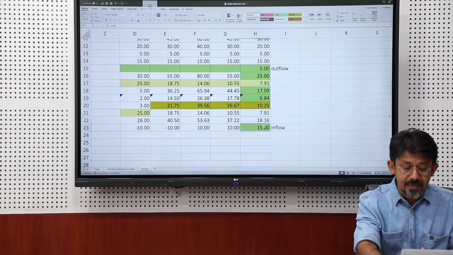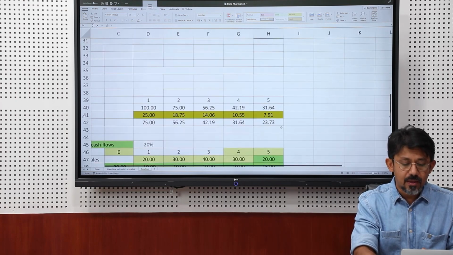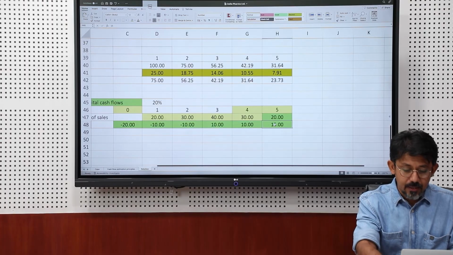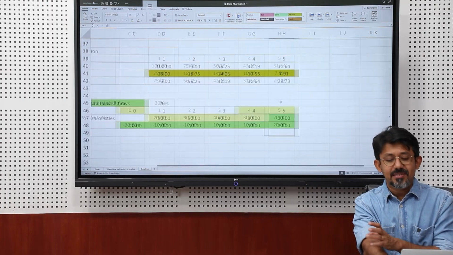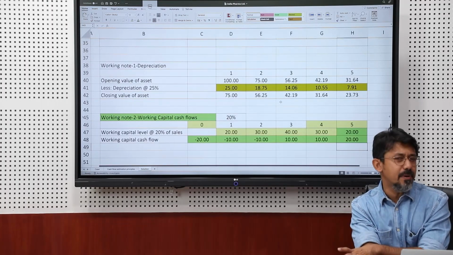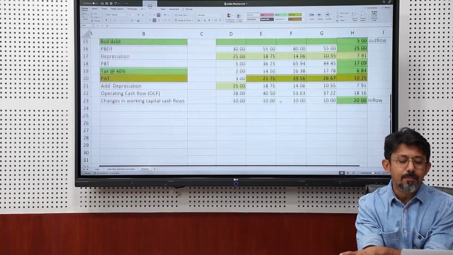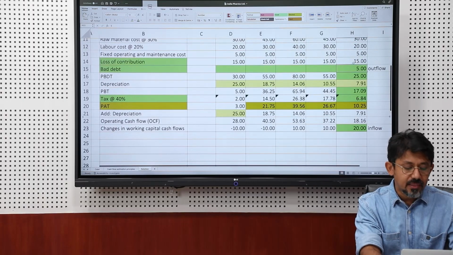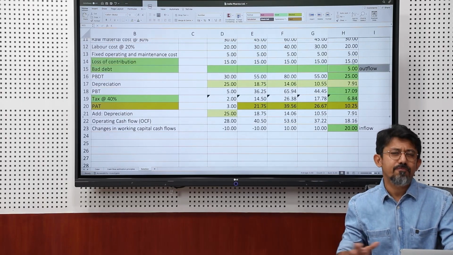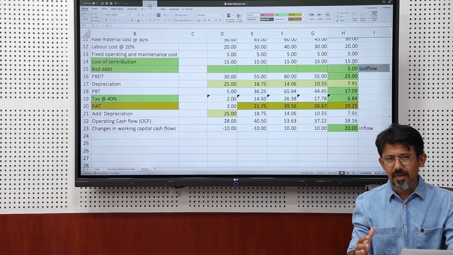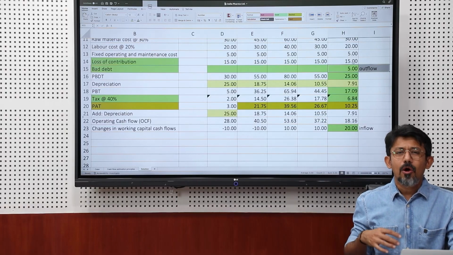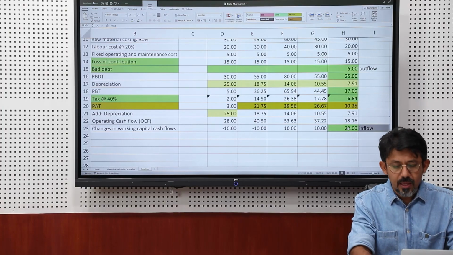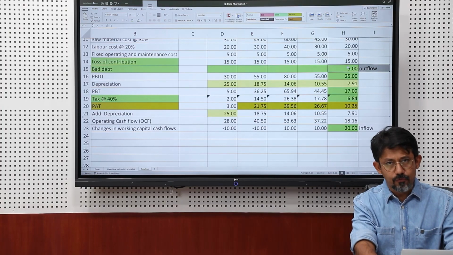I choose to write this not as 15, but as 20, right. So, that is the presentation bit of it. If I do not present my bad debt 5 million as an outflow over here, then my PBT goes wrong. If my PBT is incorrect, my tax is incorrect, and so is my operating cash flow going wrong, right. So, I show 20 as an inflow and 5 as an outflow.